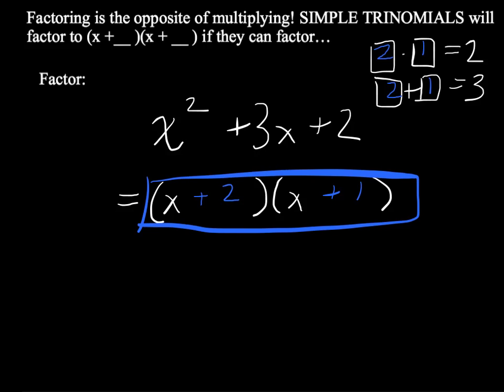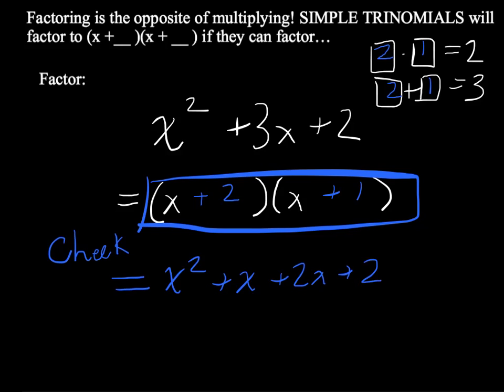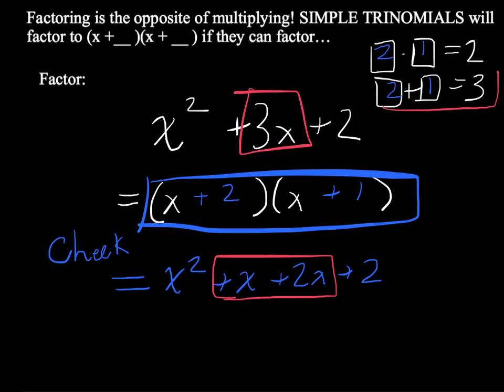We can check this by multiplying out again. So the check will be x plus 2 times x plus 1, which is x squared plus x plus 2x plus 2. Here, if we add our two terms in the middle, x plus 2x, we get 3x. If we add our 2 and our 1 together, we get 3. That's the same operation right there.